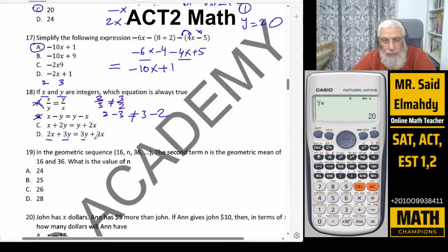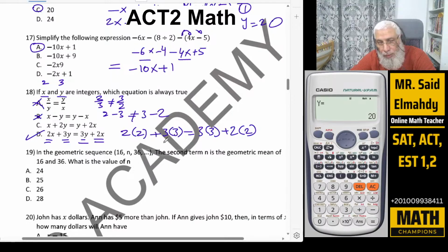2x plus 3y, this should be correct because this is 2x and this is 2x, this is 3y, 3y. So this should be correct. 2 times 2 plus 3 multiplied by 3 is equal to 3 multiplied by 3 plus 2 multiplied by 2. This is 4 plus 9, 13, and this is 9 plus 4, 13. So 13 equals 13. Number D is correct.